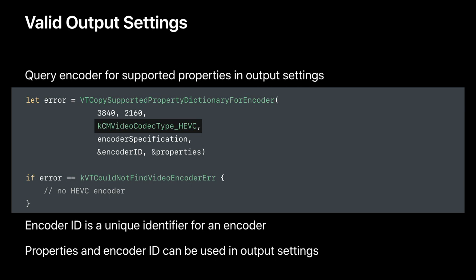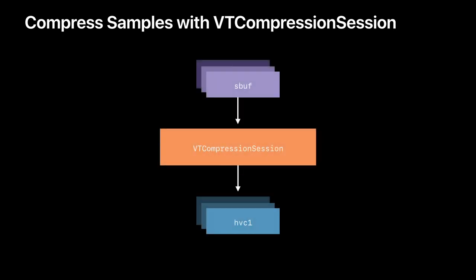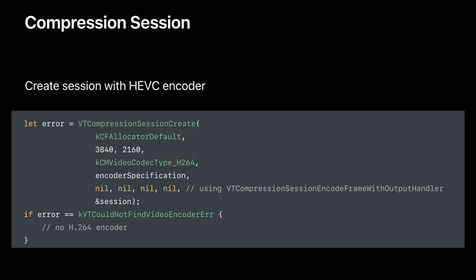Now let's move to the lowest level compression interface, and that's compressing samples with VT compression session. So just like with Asset Writer, you might be generating the samples yourself or getting them from another one of our APIs. VT compression session compresses them and produces our compressed media data. So to create a compression session with an HEVC encoder, it's very simple. In this case, we're creating one that's compressing to H.264. Let's go ahead and convert it to HEVC. There we go. Now we're compressing with HEVC with Video Toolbox. So that was pretty easy.